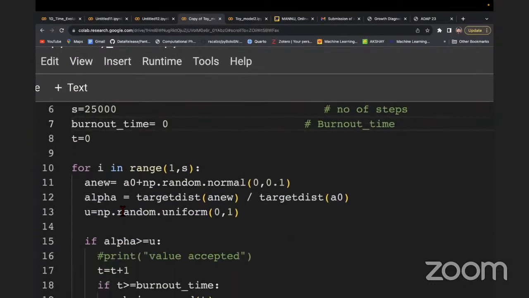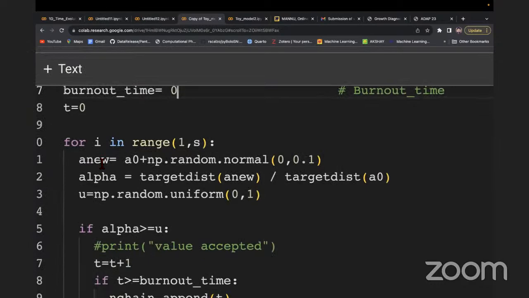So just have a look at this. I'm saying a new. A new is the x value. Every time I am defining a new value, a new. So this is a naught, a naught plus np dot random dot normal. What is this command for? This is for creating a random number which follows the normal distribution. So I am starting with -5. I have shown you a naught is -5. Now I want to throw the next a new.